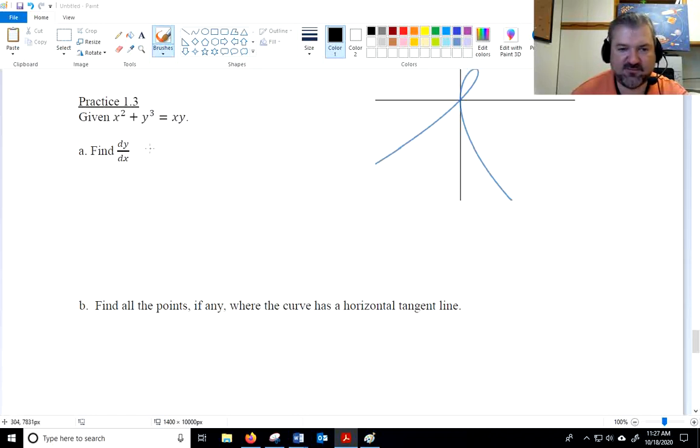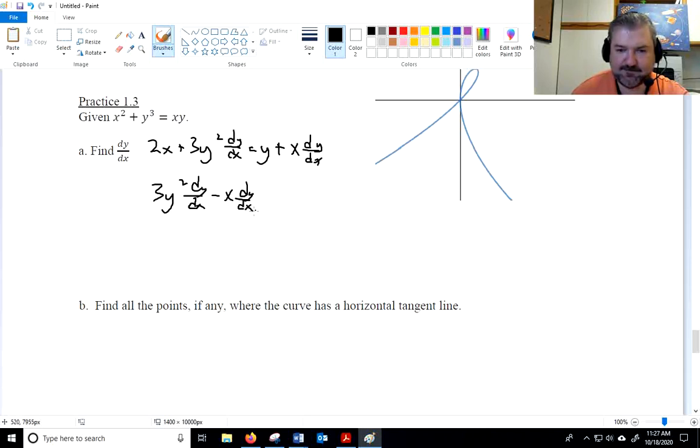All right, so dy/dx hopefully is becoming somewhat easier for you now. So 2x plus 3y squared dy/dx. And then we have to use our good old-fashioned product rule. Derivative of the first is 1 times the second, y, plus the first, x, times the derivative of the second. Then we'll just get everything that has a dy/dx on one side, and everything that does not on the other. And I'll factor out dy/dx, which will give me 3y squared minus x on the left, which I'll then divide by. So it's going to end up looking like this.